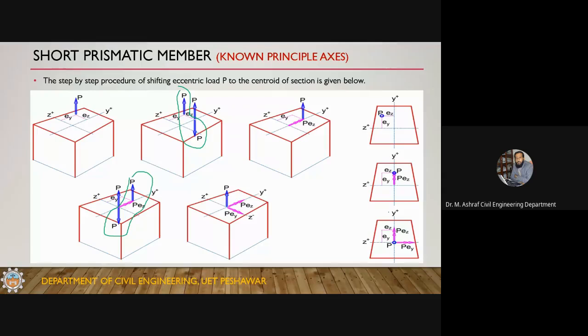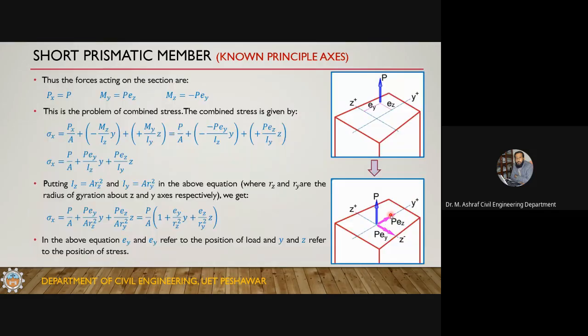Here you can also see the same procedure in a two-dimensional view, in a cross section. Here you have an eccentric force. Now you have a concentric force and two bending moments, one about the z-axis and one about the y-axis. So you can shift a force from one location to another. In this case, I have shifted the eccentric force to a concentric force. Now let's do the formulation for this case. Now I have this case and I've shifted this one.